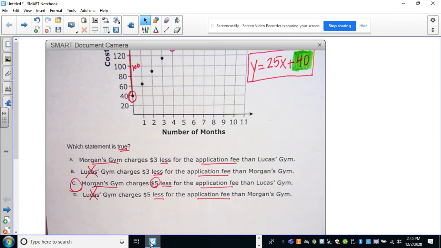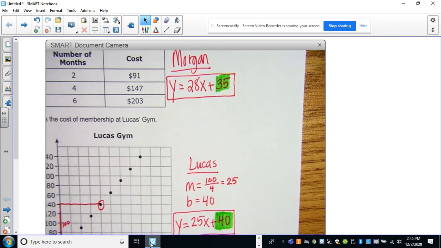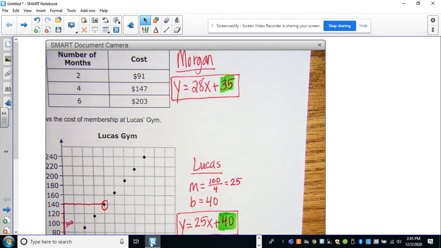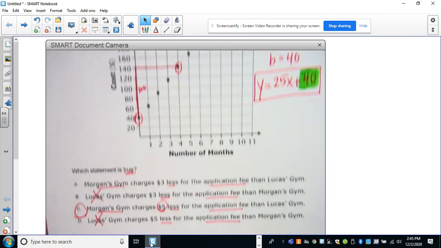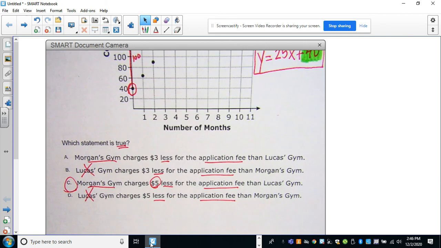Again, it looked like an intimidating problem. Lots of words, graphs, tables, everything. We took it one step at a time. We wrote down both equations, identified what the m's and b's were, and then compared it and looked at the individual answers one by one until we eliminated and got our right answer. Comparing functions. Take your time. Don't get intimidated by the words and graphs. Take it one line at a time.